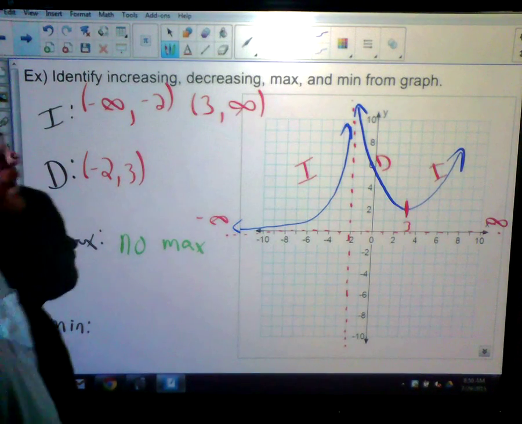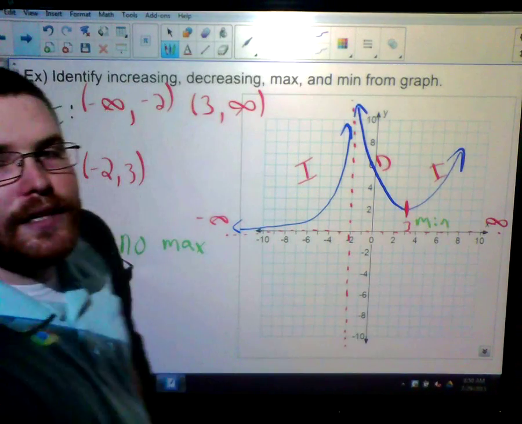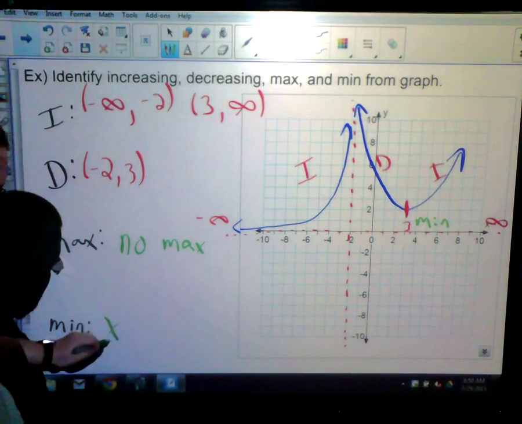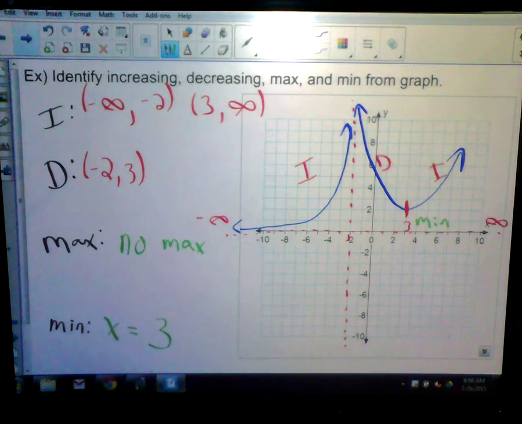But there is a minimum. Right here, this is a little valley. It's one point that's at the bottom. So I can say that x equals 3 is a minimum. A little bit tricky because of the asymptotes.